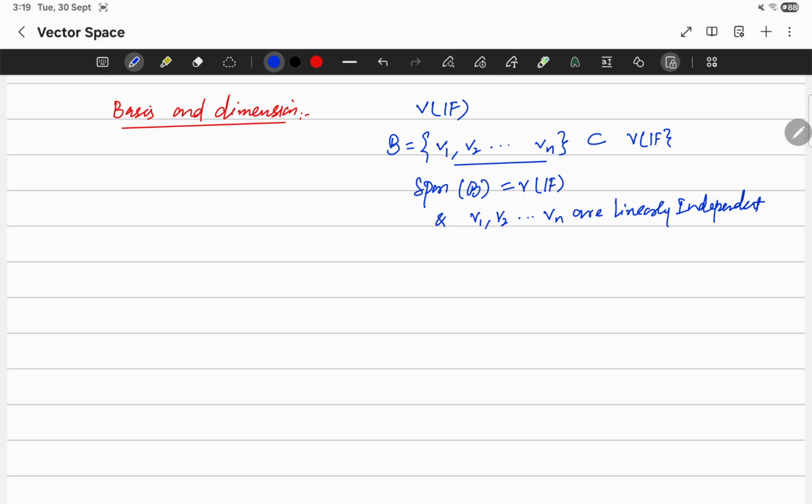It means that every vector of V can be written as a linear combination of these vectors v1 so on up to vn, and the number of elements in B is called the dimension of the vector space. We denote the dimension this way, dimension of V. So that is the cardinality of B.